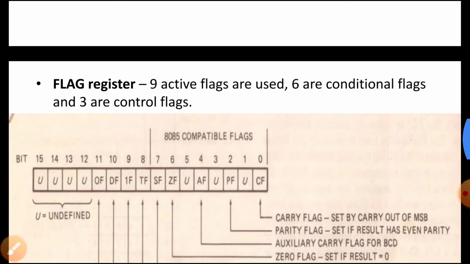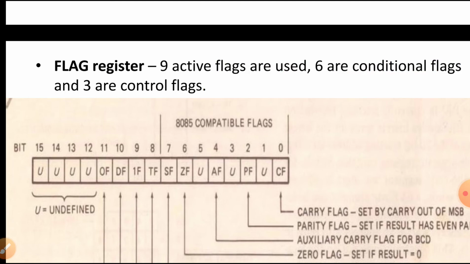Now, we have flag registers also, as mentioned. Flag register is also of 16-bit. Out of that 16-bit, 9 bits are used to represent the different flags, and the rest of the bits remain unused. Out of the 9 active flags, 6 are conditional flags and 3 are control flags.